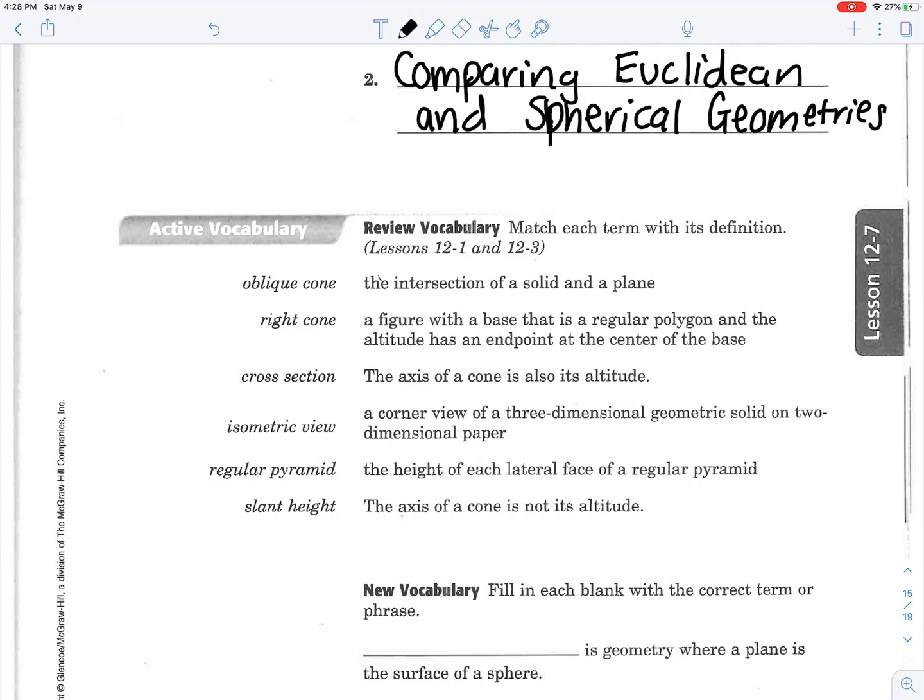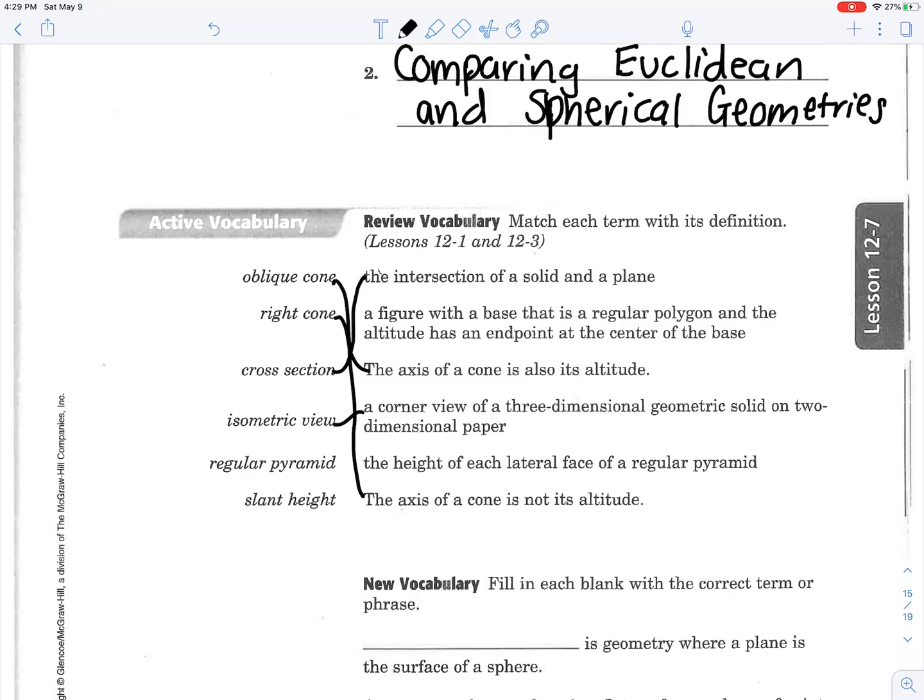Review. Match each term with its definition. An oblique cone is when the axis of the cone is not the altitude. It's leaning over. A right cone is when the axis of the cone is the altitude. It's standing straight up. A cross section is the intersection of a solid and a plane. It's when you cut that 3D figure and open it up to see what shape is revealed. An isometric view is a corner view of a 3D figure on 2D paper. That's what we used isometric dot paper to draw.